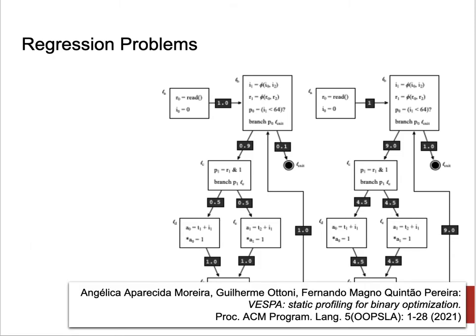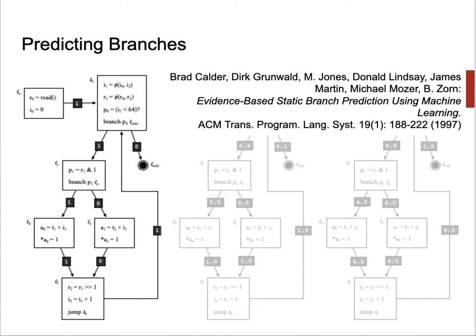A stochastic solution to the regression problem was given recently by Murray et al. In that case, they were using a machine learning model to predict the number of times that each branch would be taken. That's what we usually call the problem of building a static profile of a program. The first problem, on the other hand, the classification problem, was studied by Brad Calder in the late 90s. In that case, he used a machine learning model to find the most likely direction taken when evaluating a branch. This is the problem that we will study in this class.